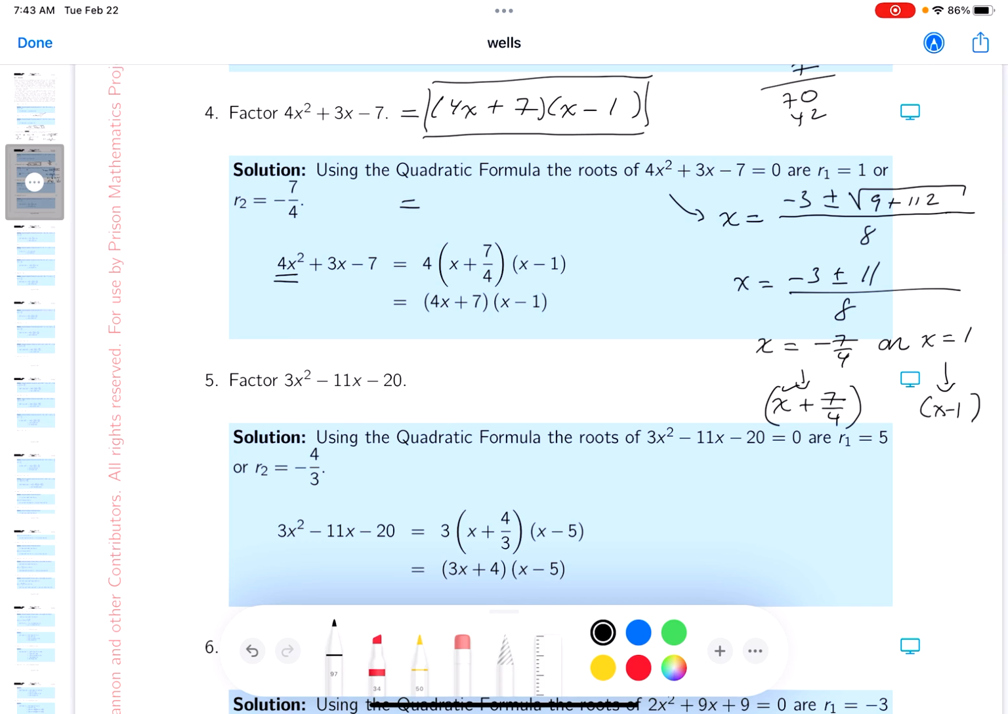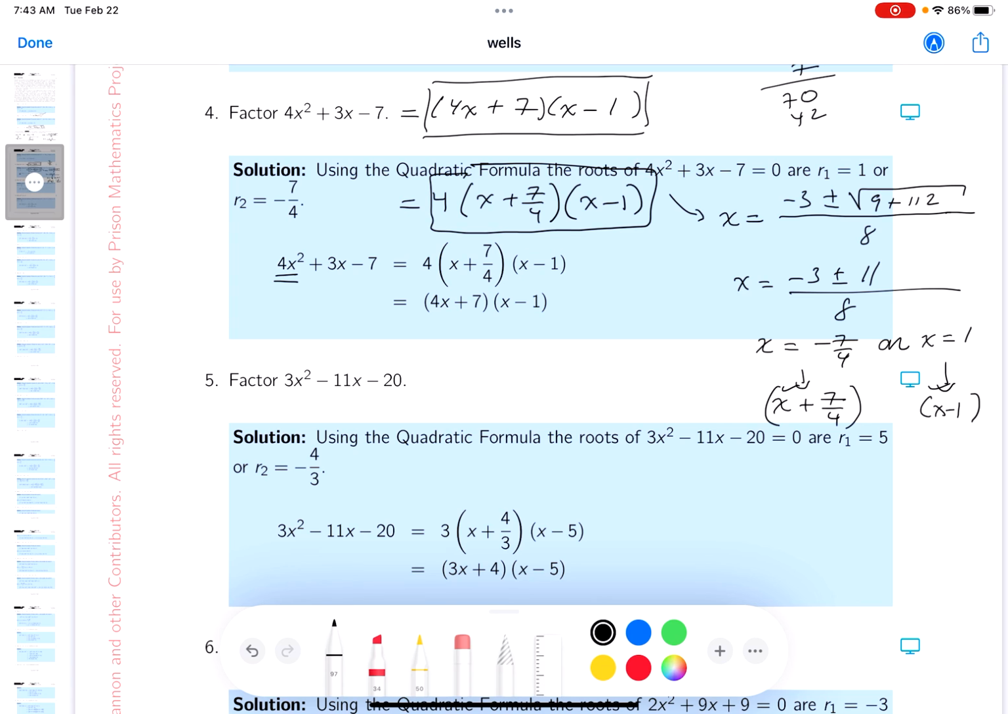What's the leading coefficient I get over here? x times x, x squared. So I've got to put a 4 in. And then this would be 4 times x plus 7 quarters and x minus 1. And by the way, I'm not opposed to that answer. That's a great looking answer, by the way.